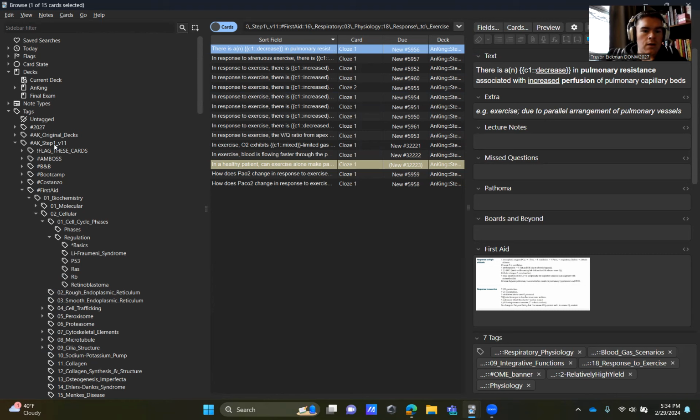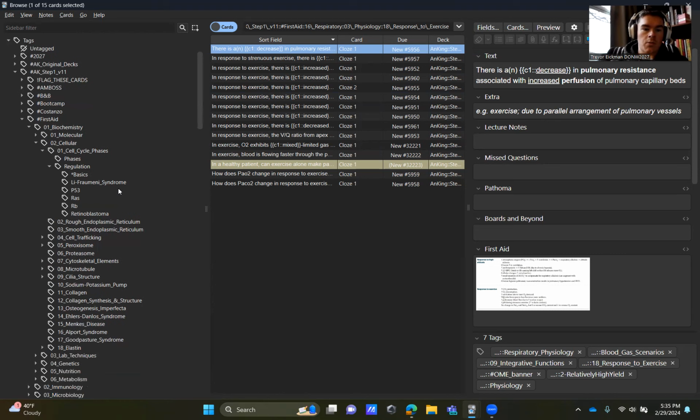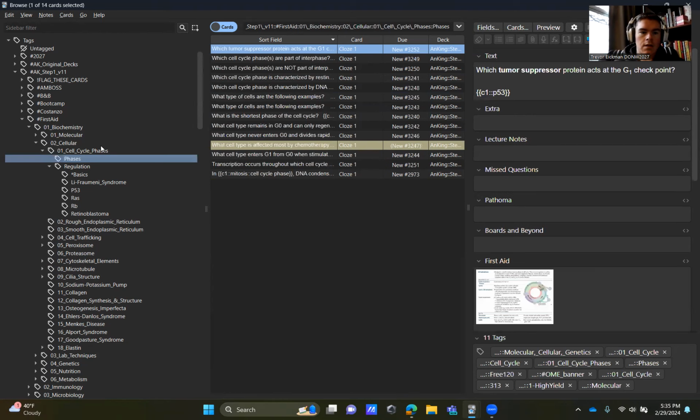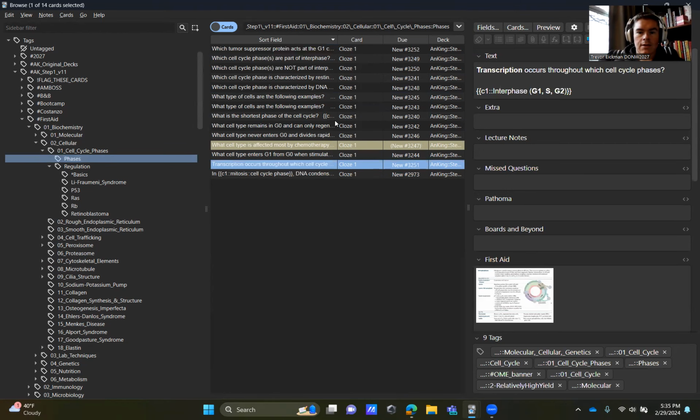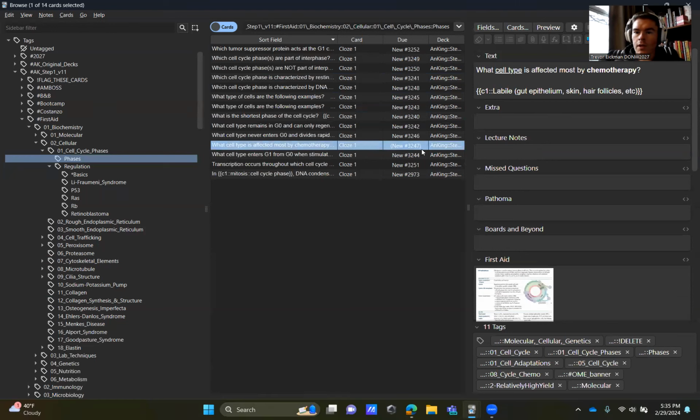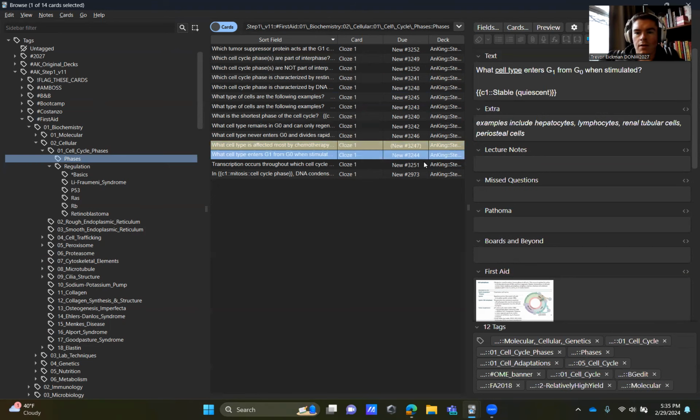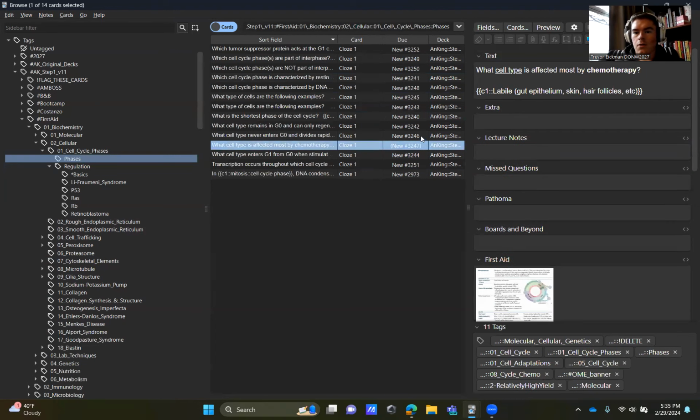We're going to be in Anking Step 1 under First Aid, and we're going to be jumping around quite a bit today. So we're going to start off in First Aid biochemistry. You're going to come down to cellular, cell cycle phases. And in the cell cycle phases, you want to activate all of them, except I did deactivate this one, that the cell type that is most affected by chemotherapy is labile, so the actively dividing ones. But there's cards here going over what cell types are labile ones and the definition of labile cells.